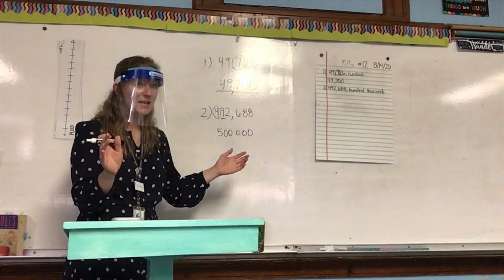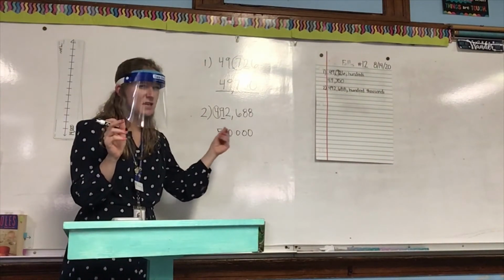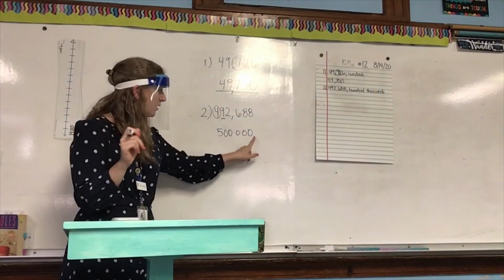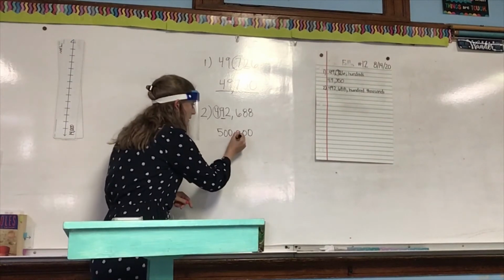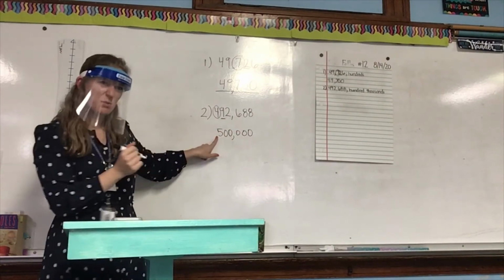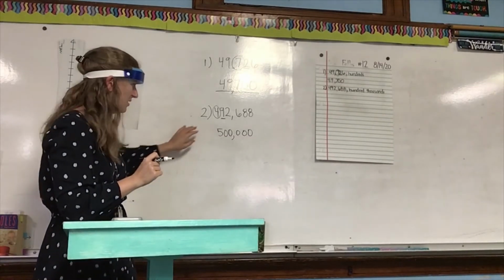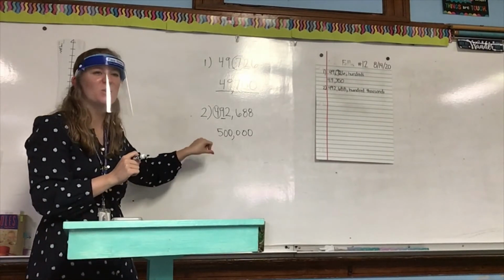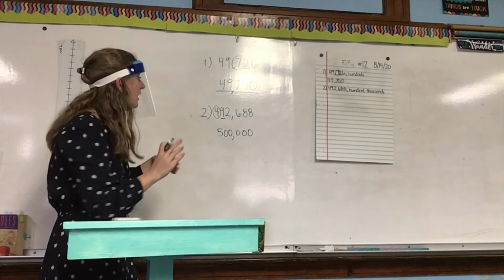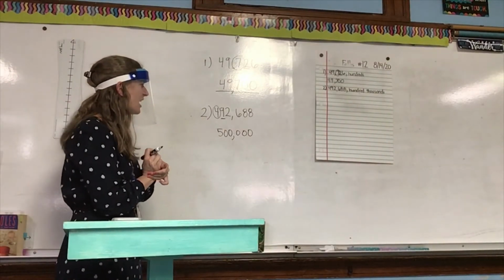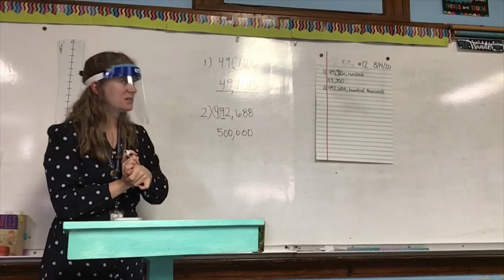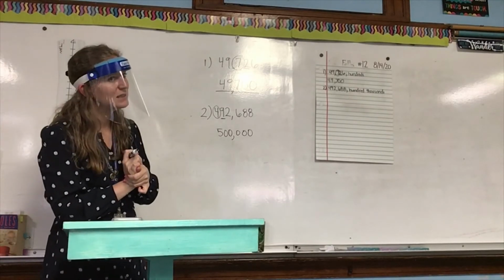Okay, now I have to put my commas. A comma comes every how many digits? 3 numbers. 1, 2, 3. Do I have to put one at the beginning of the number? No, because there's nothing in front; you would never start a number with a comma. So that means 492,688 rounded to the nearest 100,000 is 500,000.